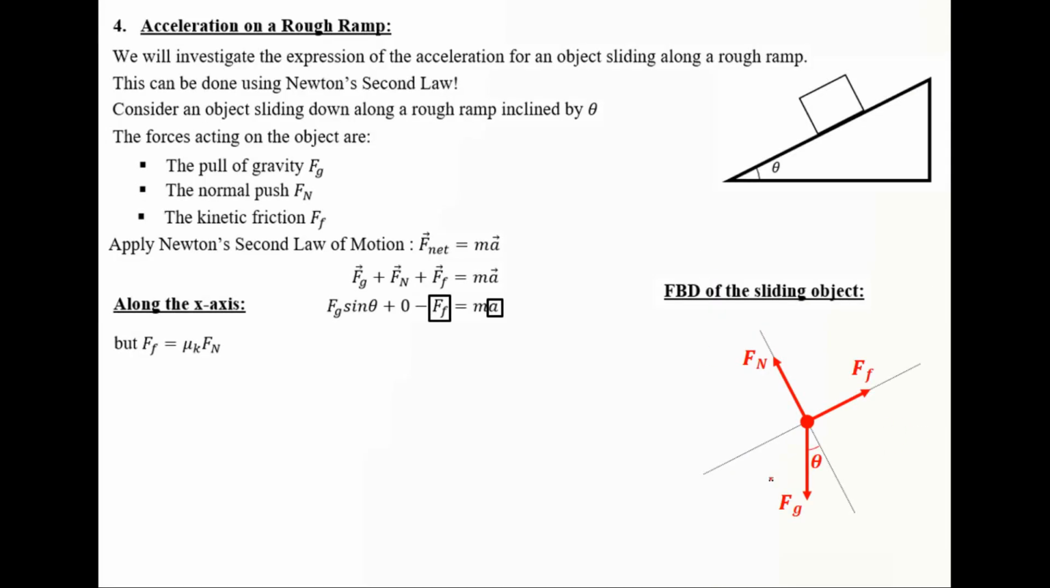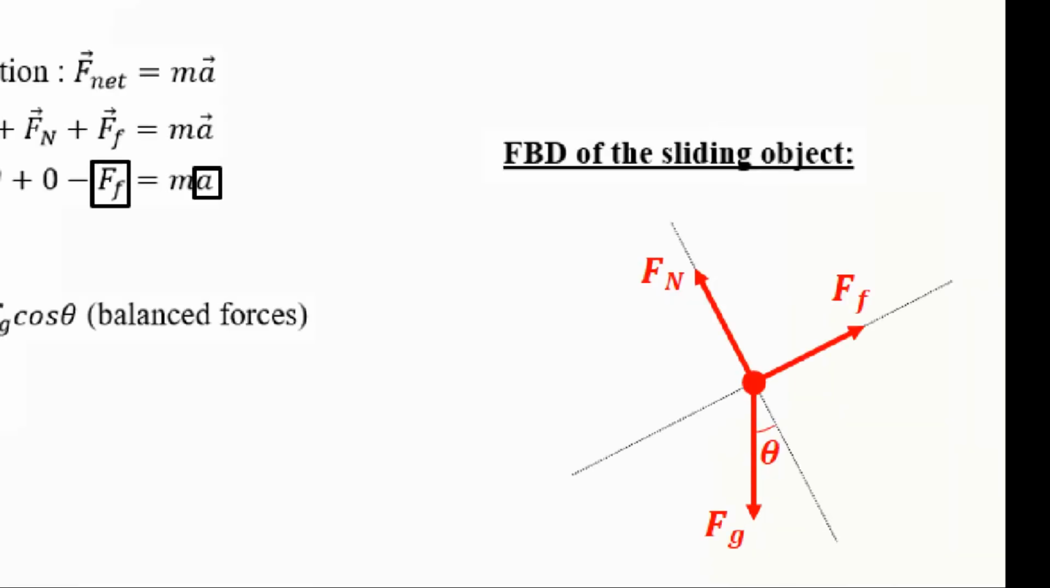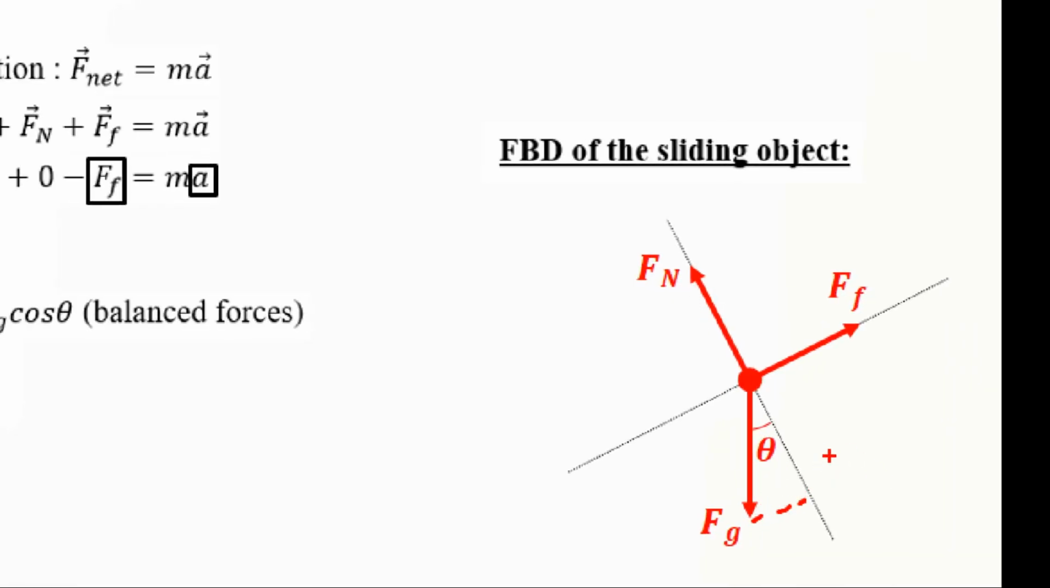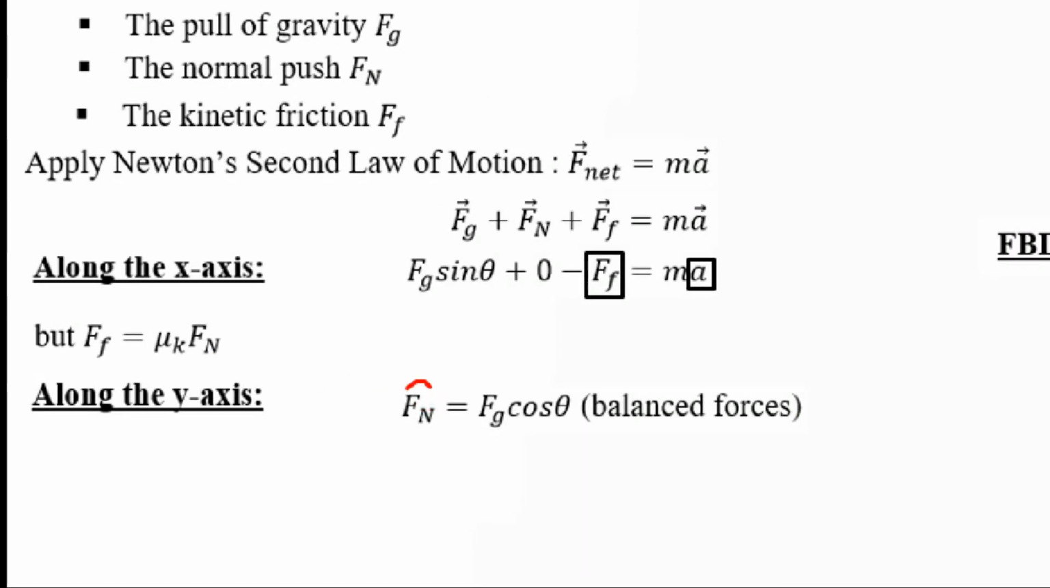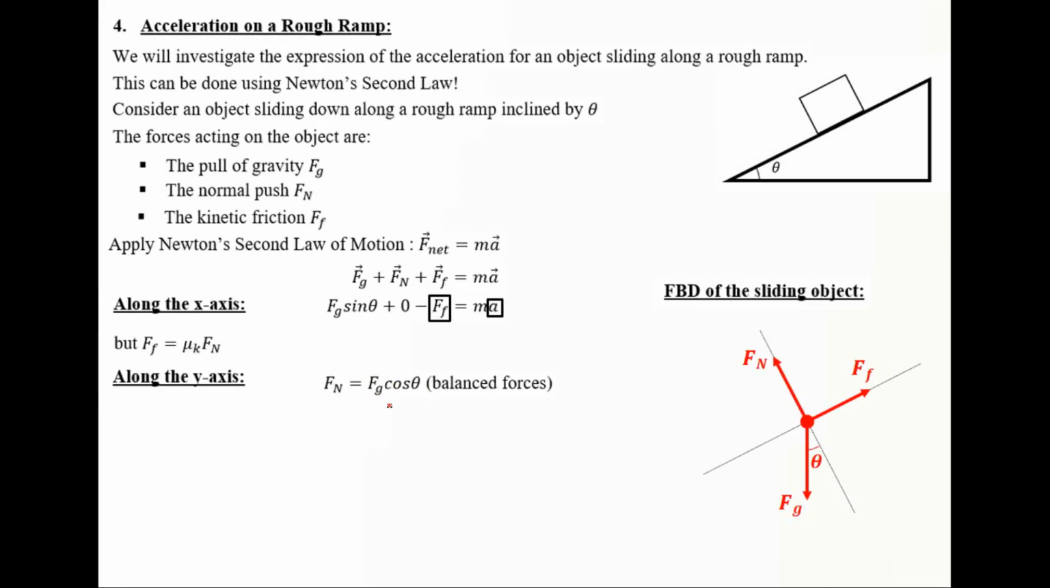And this can be proven again by considering now the y-axis. Here you can see the fact that whenever we're solving for a vectorial equation, we make use of both the x and the y direction, or the vertical and the horizontal. Then along the y-axis, we can say that the normal push would be balanced by Fg cosine theta, which is the y component of Fg, and this is because they are balanced forces. There is no motion along the y-axis.